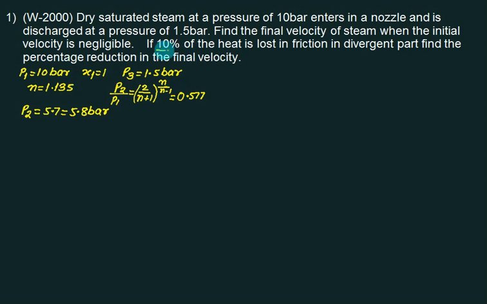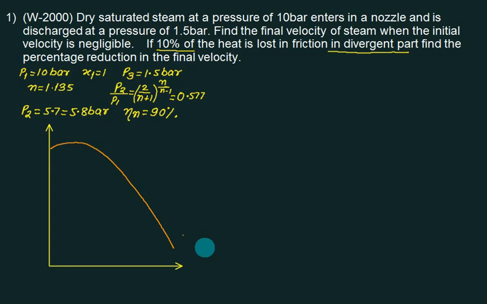The loss is 10%. Loss is 10% means efficiency is what? 90%. And the loss takes place in the divergent only. Loss takes place in divergent only, which means the convergent is smooth. This one is the h-s diagram.